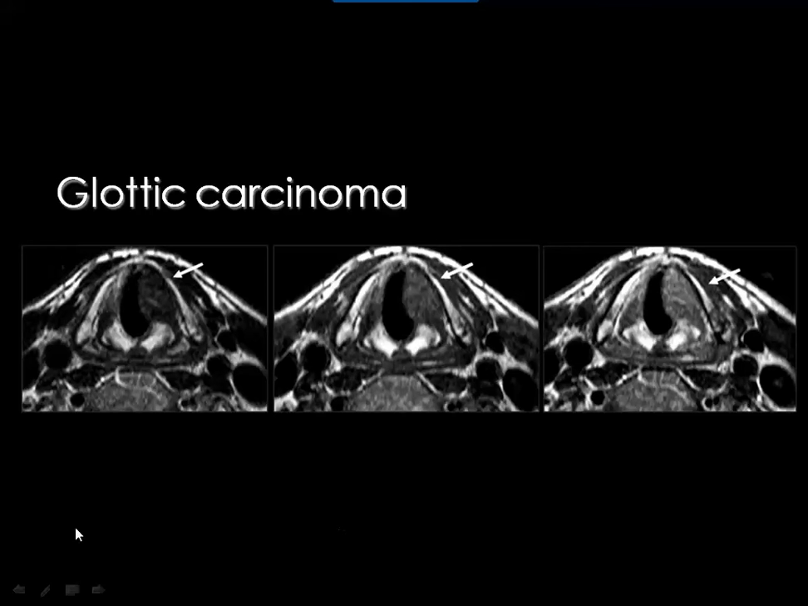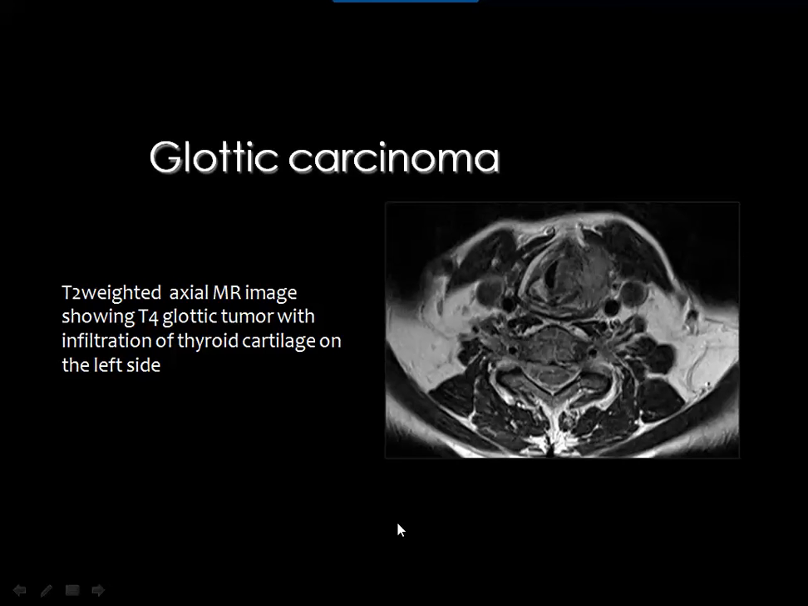Then you get more high resolution images, and here you can appreciate that there is involvement of the true vocal cord by a soft tissue mass, and this arrow points to that there may be some invasion outside the thyroid cartilage, but the signal intensity of the cartilage, both in the T1 and T2 weighted image, looks normal. And this is the glottic cancer with the extension outside the larynx by MRI.